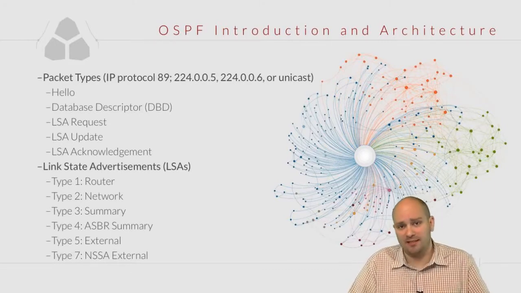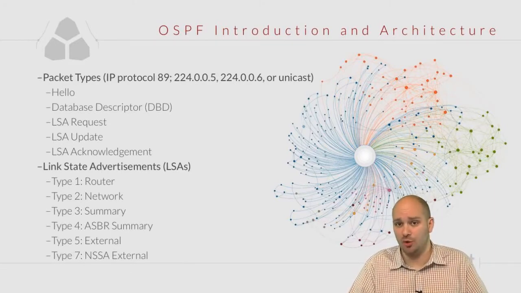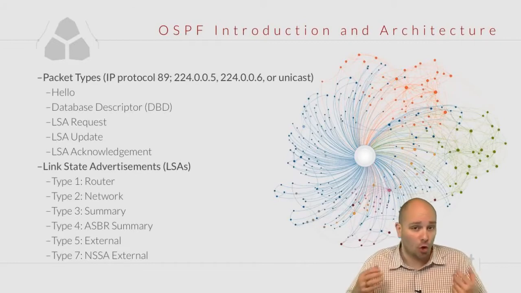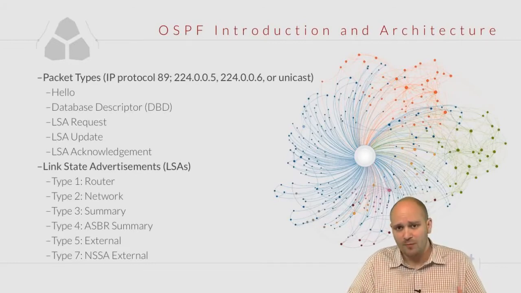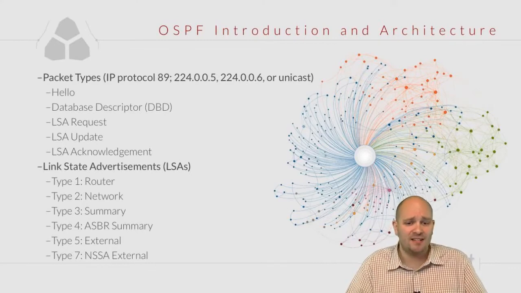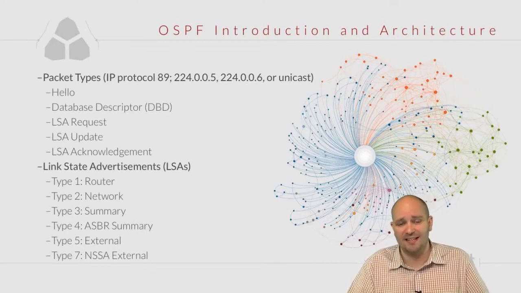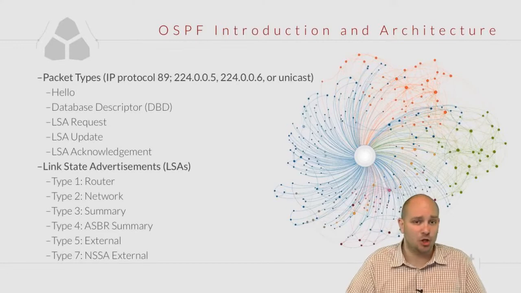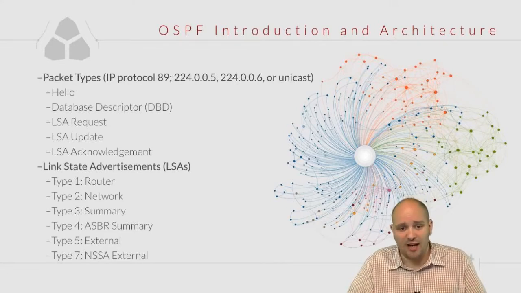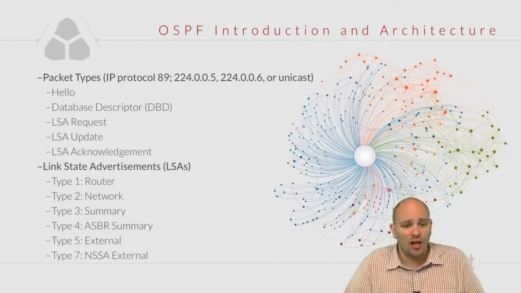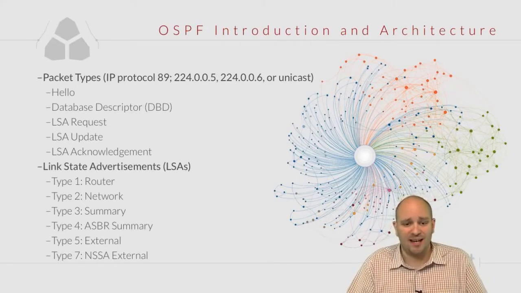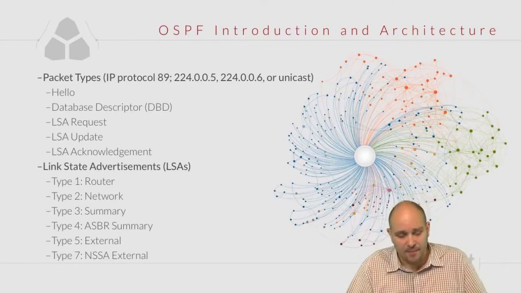And then there are 3 packet types that are going to be used for the actual exchange of the information, for loading the database from one neighbor to another. And these are link state request, link state update, and link state acknowledgement packets. They're either called LSA request, LSA update, LSA acknowledgement, or short for LSA req, LSA upd, and LSA ack.